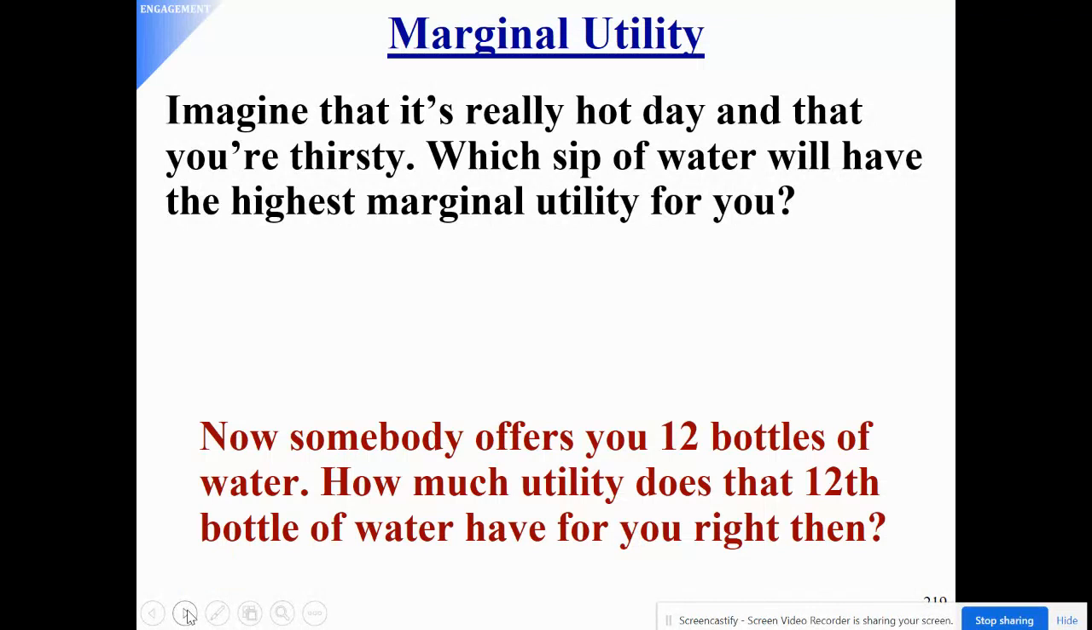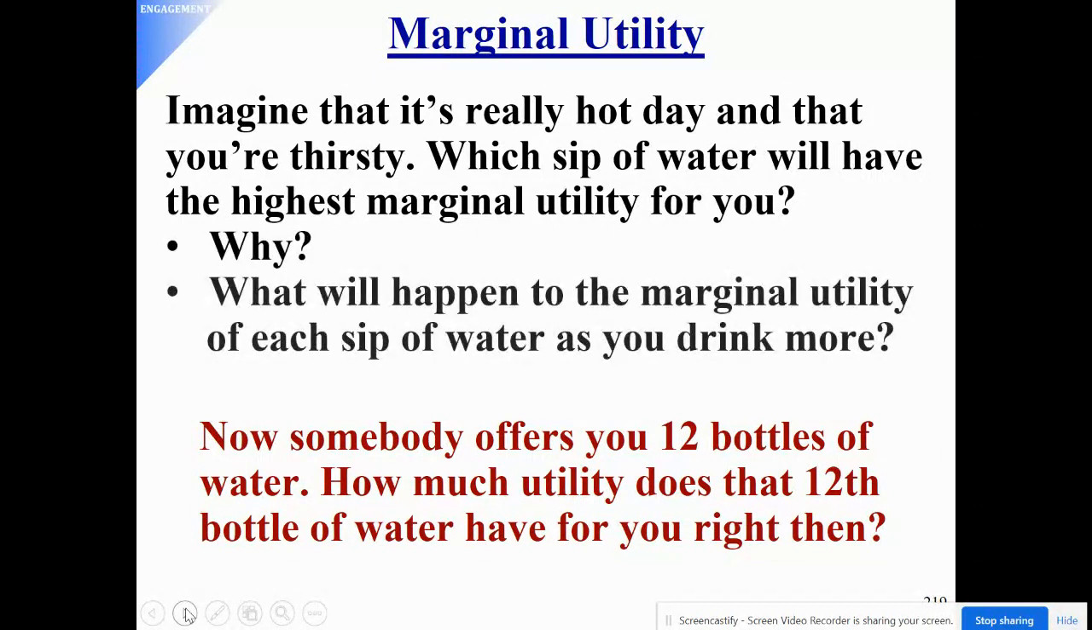So we like to look at marginal utilities, right? Imagine it's a really hot day and you're thirsty. Which sip of water has the highest marginal utility? Well, obviously the first one. Why? Because it gives you the greatest amount of satisfaction, but you continue to drink more and more sips. Then somebody turns around and says, "Hey, I'm going to offer you a 12th bottle of water." Well, how much utility does that 12th bottle of water give you right then and there? Well, you might have that water baby, where your belly is bloated, and you might be like, "Oh, if I drink any more water, I'll just throw it up. I can't. My stomach hurts."